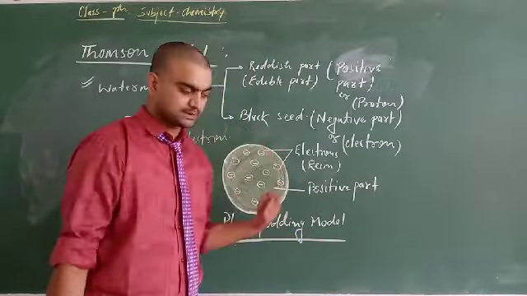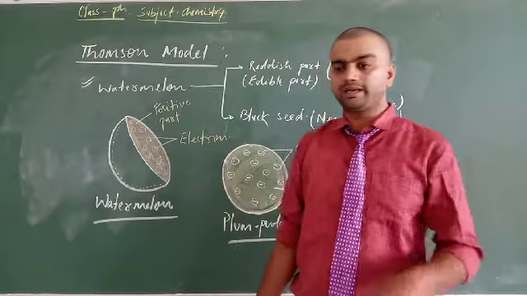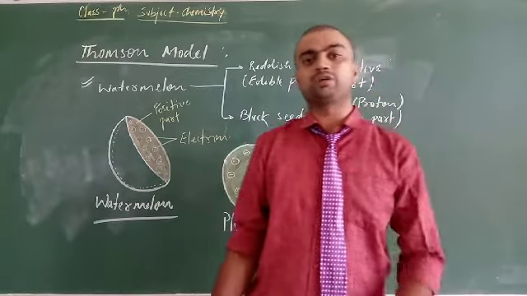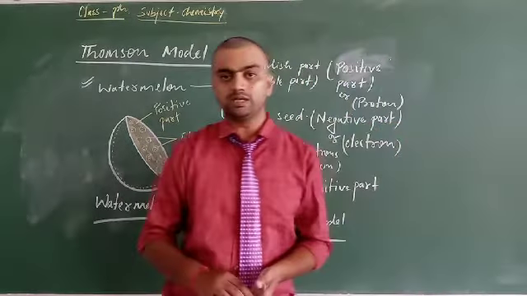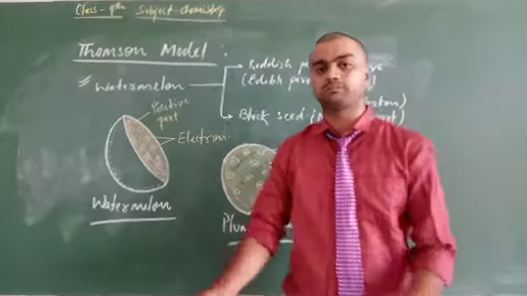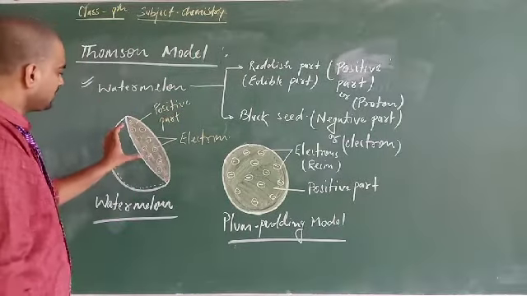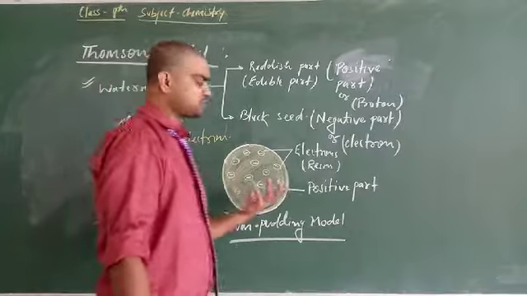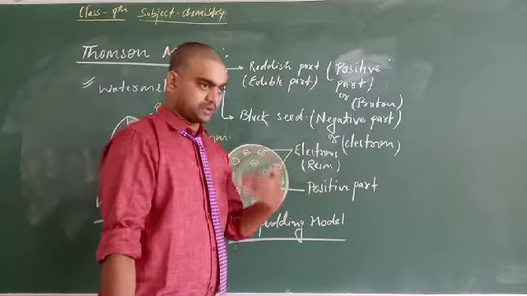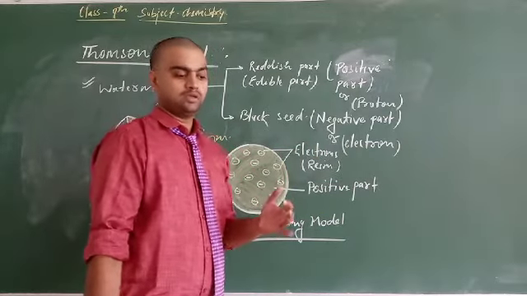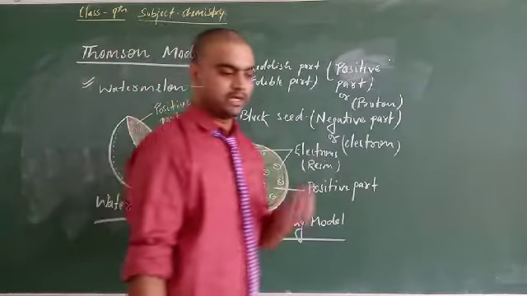Understand? Why? He said that the electrons are embedded just like black seeds inside the reddish part, but later it was decided that the electron revolves around the positive part, that is around the proton or around the nucleus. Clear? So the things given by Thomson were totally discarded, and he also said that the negative parts or the electrons are distributed in the whole atom, that means in the circumference as well as in the center. But it was not true.